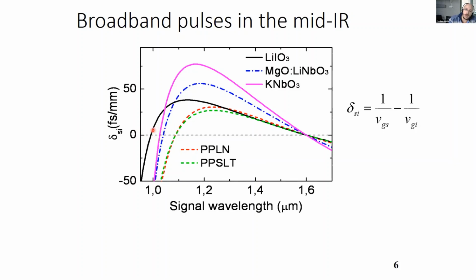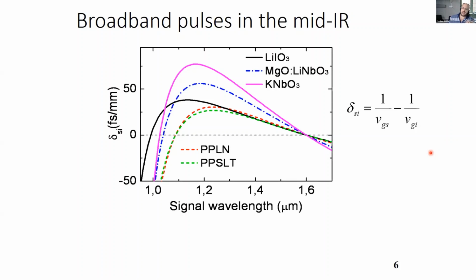We have another point in this graph in which we achieve matching between the group velocity of the signal and the idler, and you see that it is at around 1 micron for this material if we pump at 800 nanometer. But if we pump at 800 nanometer with signal at 1 micron, it means that the idler is going to move in the mid-infrared, around 5 micron.